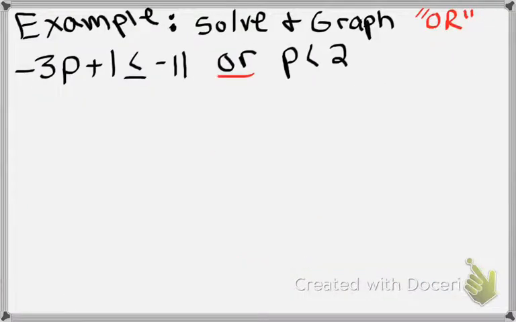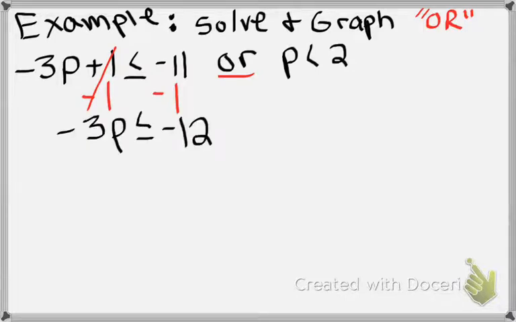So now copy down this example, and in this example, the giveaway that it's an OR type is, look, it says OR. So you should be able to tell what type it is. Alright, so what we're going to do is you're going to solve both of these separately. Simple as that, and then graph the answers on the same graph. Now you notice this one on the right, there's nothing to solve. It's already done. The answer is p is less than 2. So you just need to solve the one on the left.